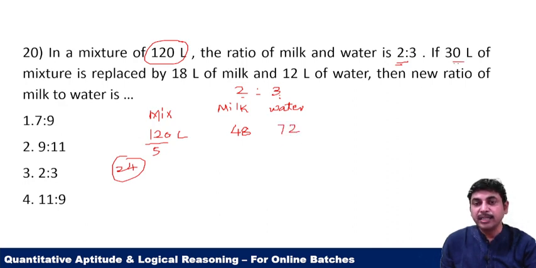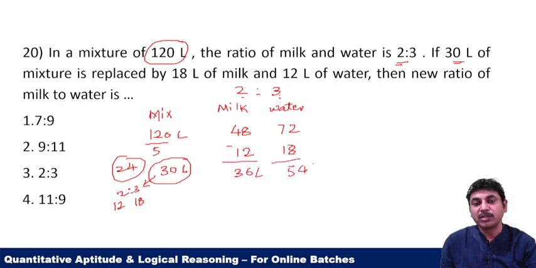Now what they are saying, 30 liters of mixture is replaced. So इसमें से 30 लीटर निकाला गया, तो 30 लीटर जो निकाला गया होगा उसमें भी मिल्क एंड वाटर 2:3 रेशियो में ही होंगे. So in this 30 liters there must be 12 liters of milk and 18 liters of water. So just subtract this 12 and 18 from this. So you will have 36 liters of milk left now, and 54 liters of water left. Now 18 liters of milk and 12 liters of water. So यहाँ पे 18 liters milk डाला गया और 12 liters water डाला गया. So this is 54 now, and this is 66.